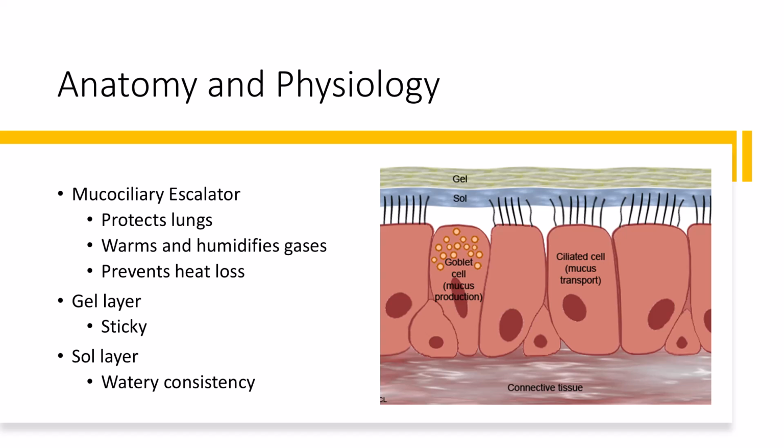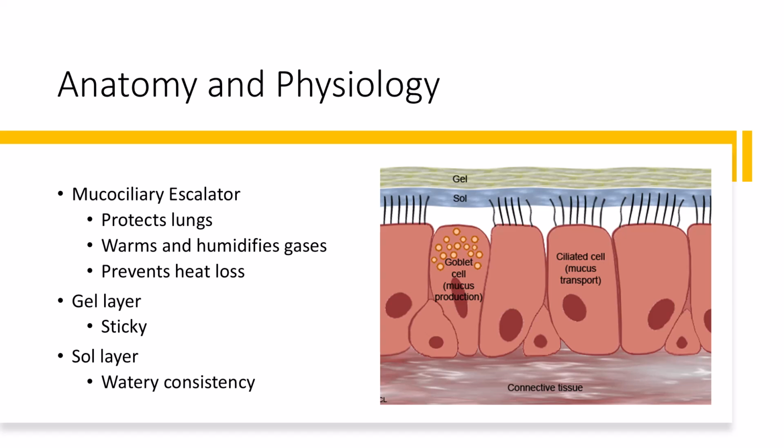Cilia are tiny hair-like projections that arise from the surface of the mucosal cells. There are about 200 cilia per cell, and they are about 6 microns in length. The cilia beat about 1,000 times per minute in a coordinated fashion to propel the mucus toward the upper airway. In healthy lungs, the mucus moves forward at a speed of about 2 centimeters per minute.